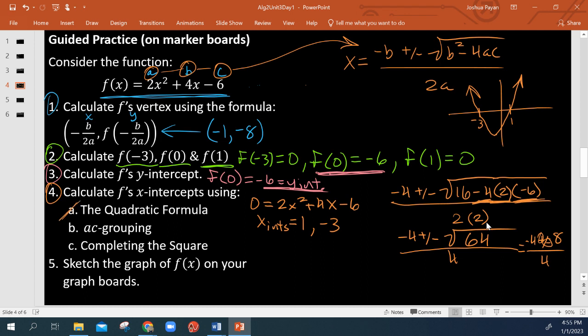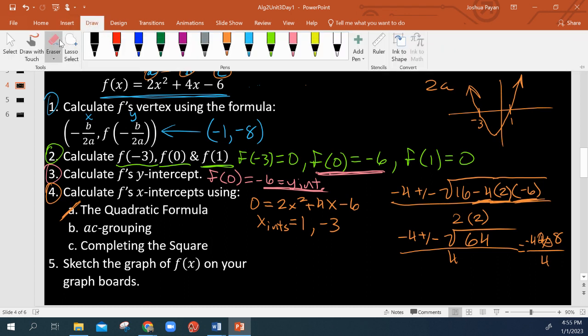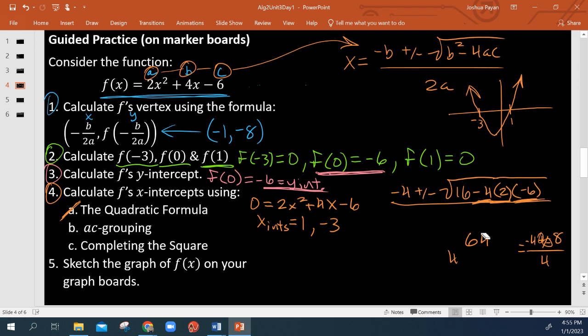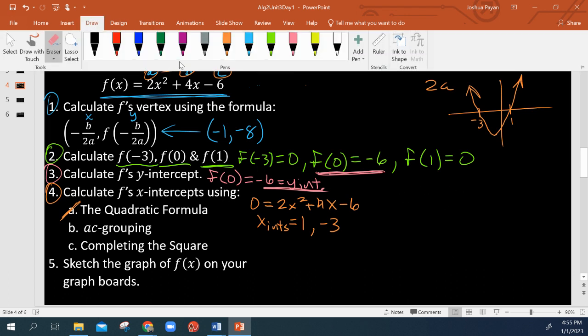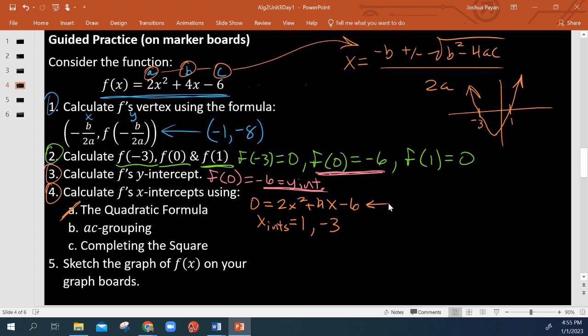Okay, so we did it with the quadratic formula. Kind of arduous there, right? Simple, tedious calculations. Now we're going to come to the exact same conclusion using a different method to solve this exact same equation here. So using AC grouping, remember we've got a process, so we multiply A times C. So that gives us negative 12.